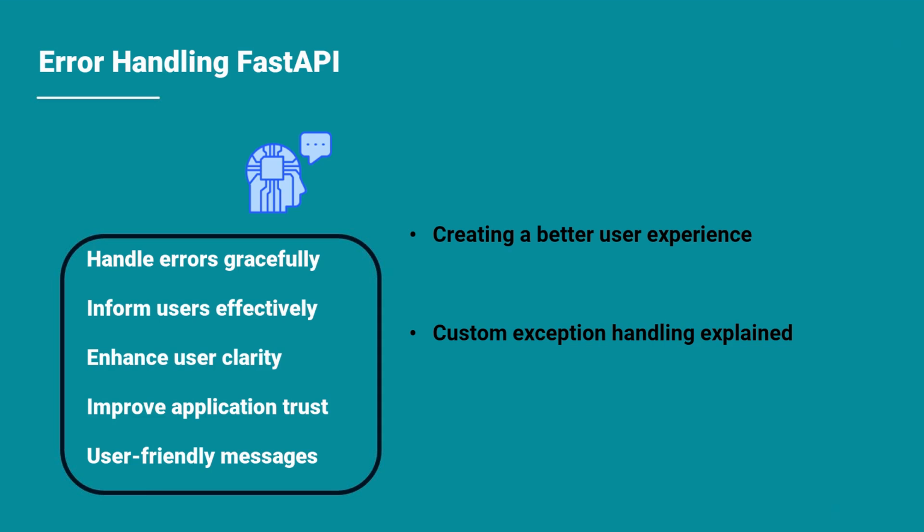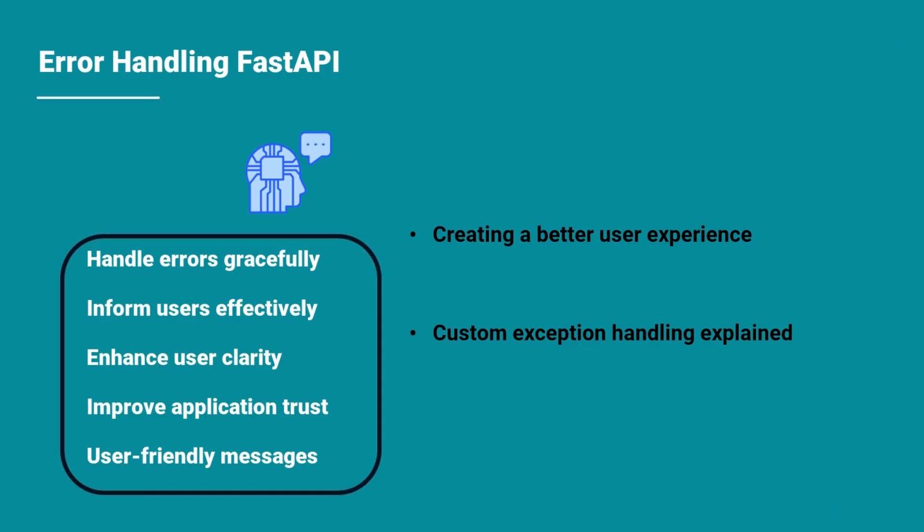For example, when a user hits a snag, instead of just seeing a generic error message, they could receive something specific, like, "Oops, that resource could not be found." This small detail can really improve their interaction. Now, implementing these custom handlers is pretty simple.